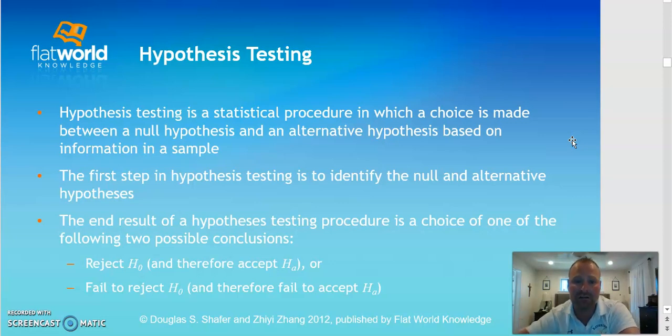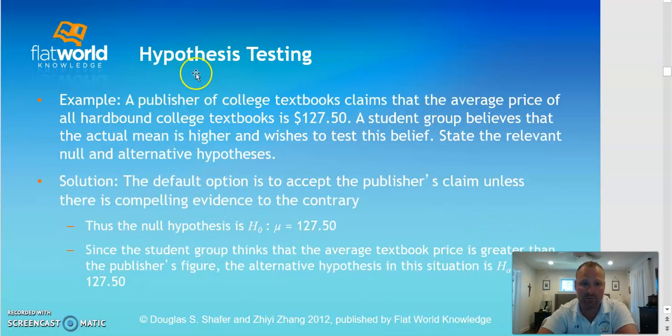The end result of a hypothesis testing procedure is a choice of one of the following 2 possible outcomes, right? The first outcome is to reject the null hypothesis and therefore accept the alternative hypothesis, or fail to reject the null hypothesis and therefore fail to accept the alternative hypothesis. So that wording there is key, and it's important for you to understand that as we move through these problems.